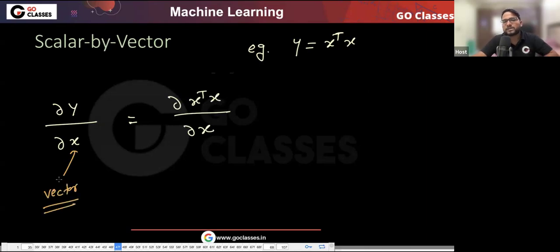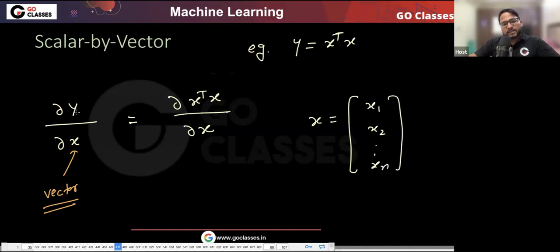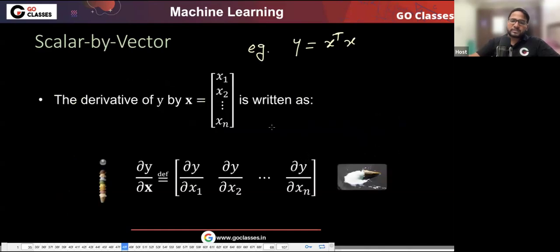Now, how to differentiate this? Since x is a vector, we will be differentiating with respect to each of the elements of x. For example, if x is a vector like this, then we will be differentiating y with respect to each of these x. Okay, y is a scalar here.